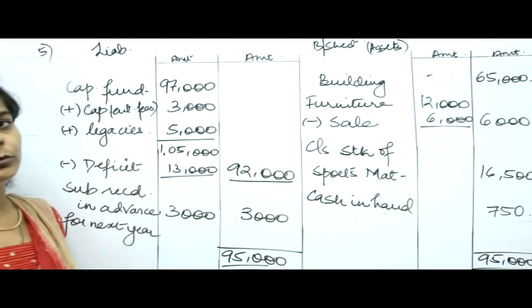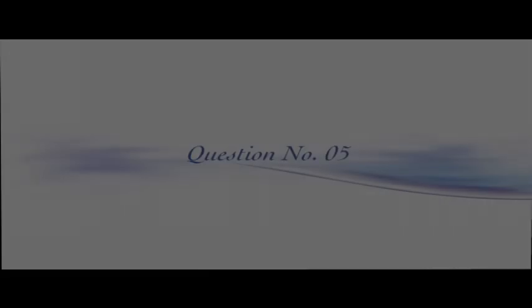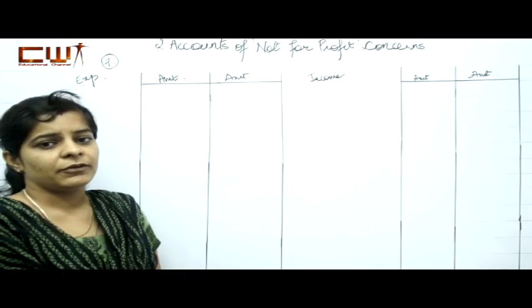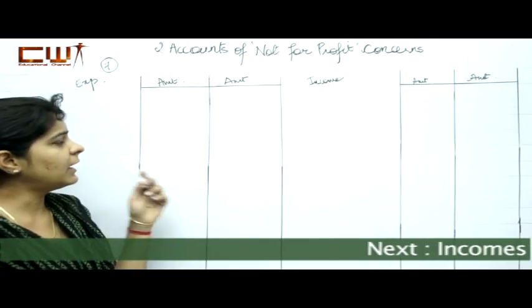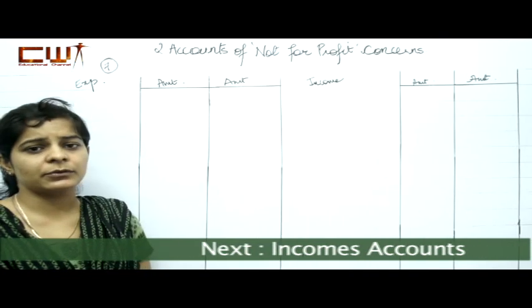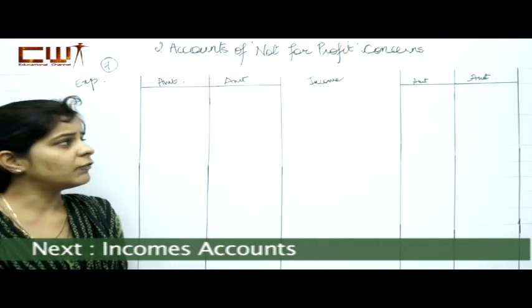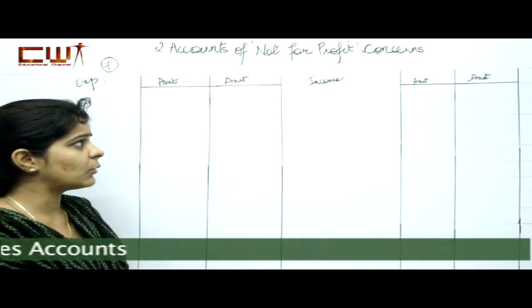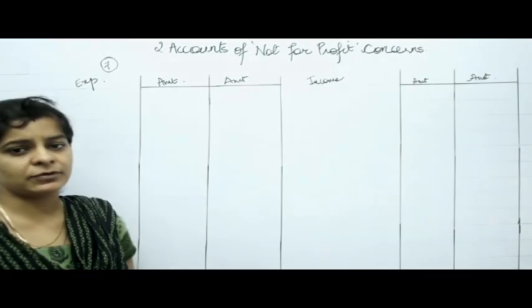Now we will move on to the next one. Chapter number 2, question number 7. Income and expenditure account is expected to be prepared, and also the balance sheet. We will first make the income and expenditure account. Let's deal with the income side first.